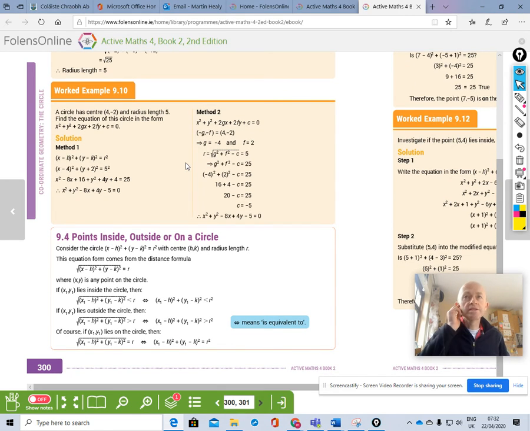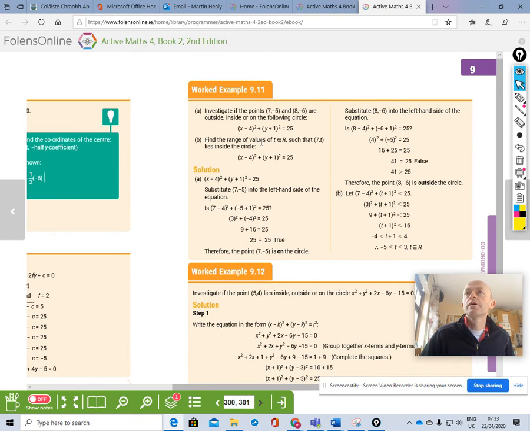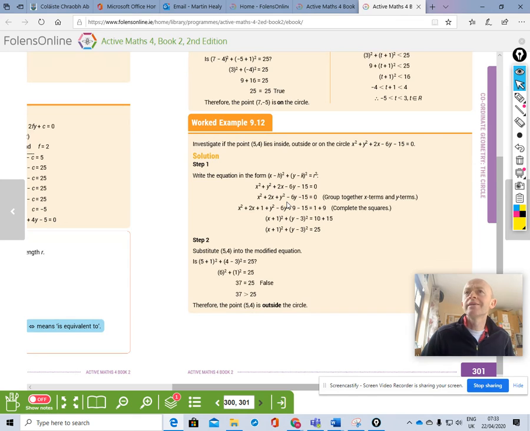Now for points inside or outside the circle, the handiest thing to do is, if the circle is in this format here, you sub in your x, y, whatever point you're given, and if it's less than the right hand side, it's inside. If it's equal to, it's on the circle, or if it's greater than, it's outside the circle. So there's an example done there. Have a quick look at that. Investigate whether the point 5, 4 lies inside or outside the circle.